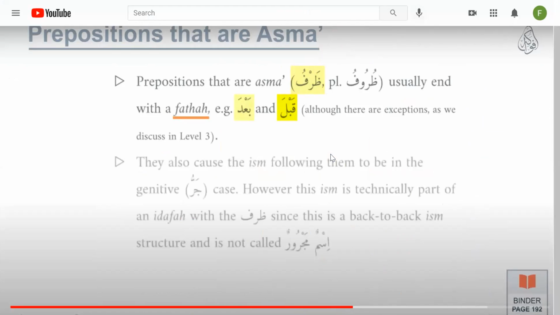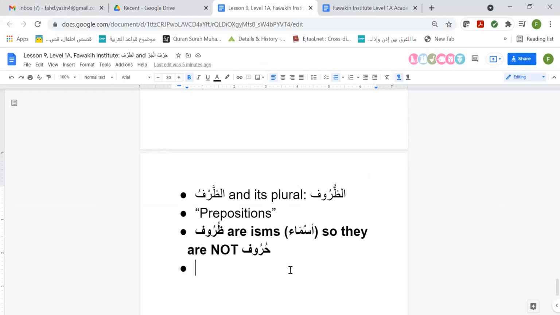We'll get to that. Oh, by the way, most of the dhuruf, let me just mention that now while I'm at it, most of the dhuruf end in one fatha. Okay, so just keep that in mind.